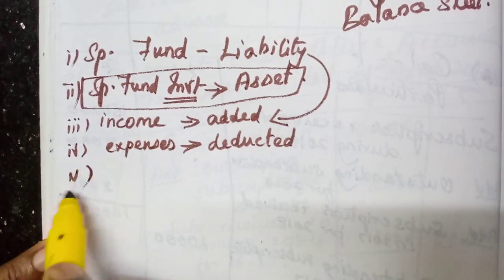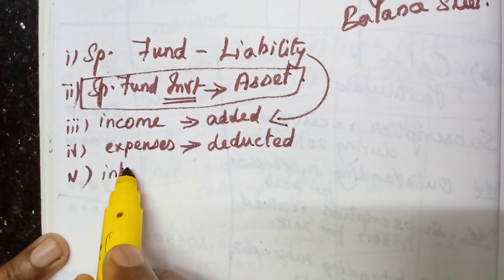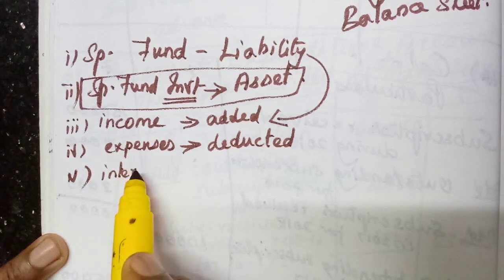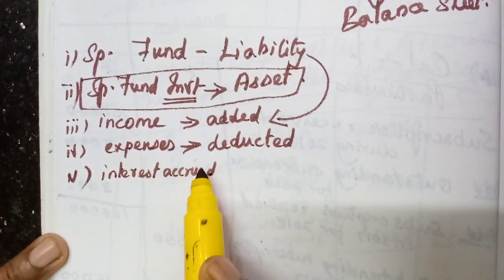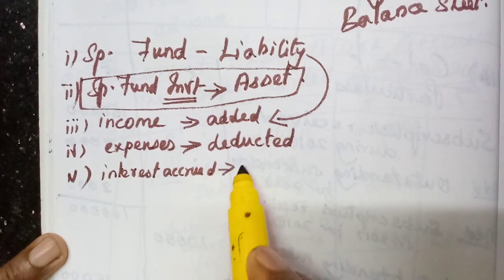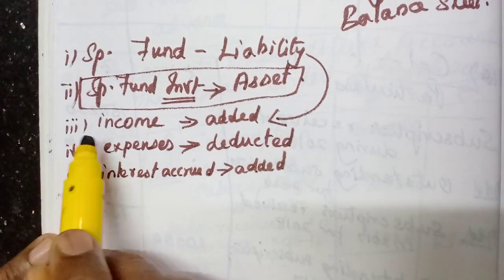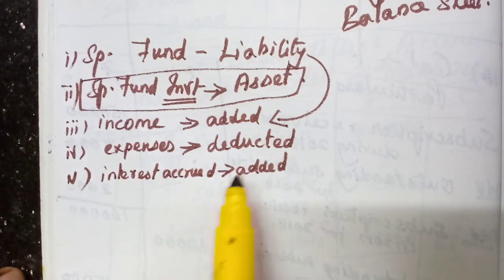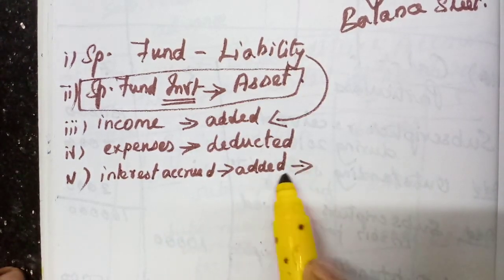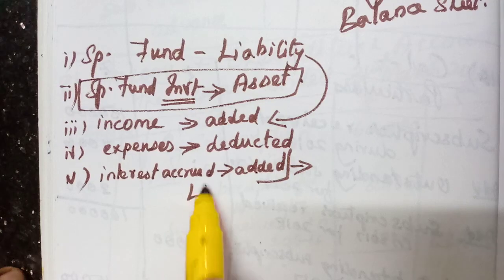Then if any interest accrued, interest we will receive, no? Interest accrued should be added along with the fund. That we need to receive, isn't it? So it should be added along with the fund only. Interest accrued but not received will also be shown on the asset side. Same thing. Up to here we will add along with the fund on the liability side.